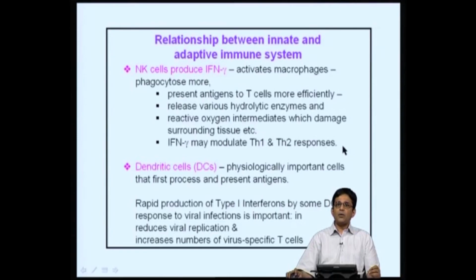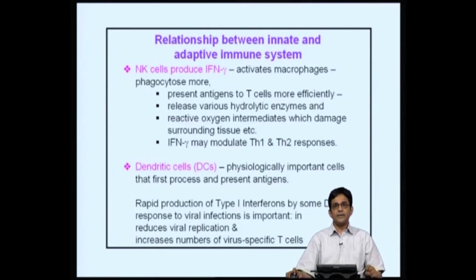I will briefly now talk about the relationship between the innate and the adaptive immune system. The NK cells produce interferon gamma. These activate macrophages, and once macrophages get activated, they will process and present antigens more efficiently to T cells, and consequently they will modify your T cell responses, which may be Th1 or Th2. So you can see a role where NK cells, which play a role in innate immunity, are also modifying the adaptive immune response.